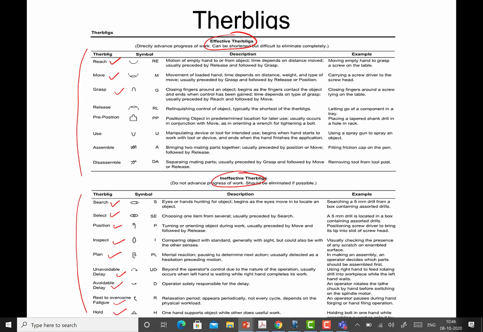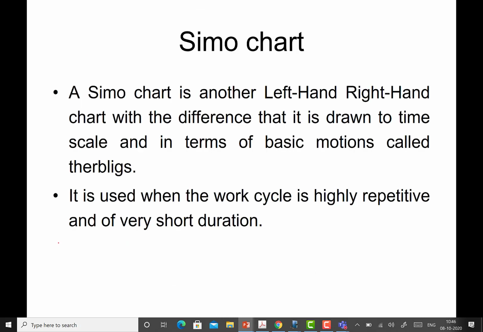Obviously, efforts will be made to reduce the proportion of the ineffective thermbligs whenever efforts are made to improve the existing way of doing things, or to come out with an improved method of doing things. Okay, the next one is basically the SIMO chart.